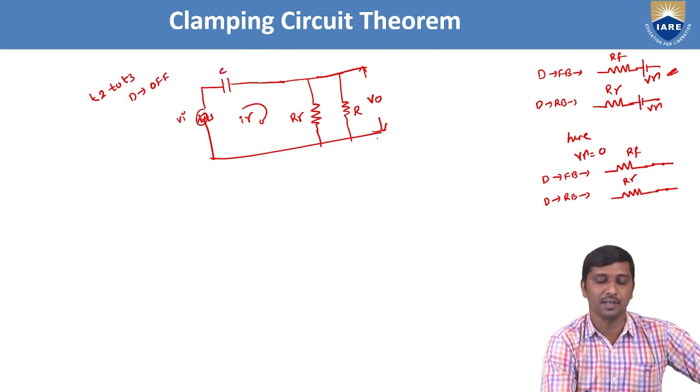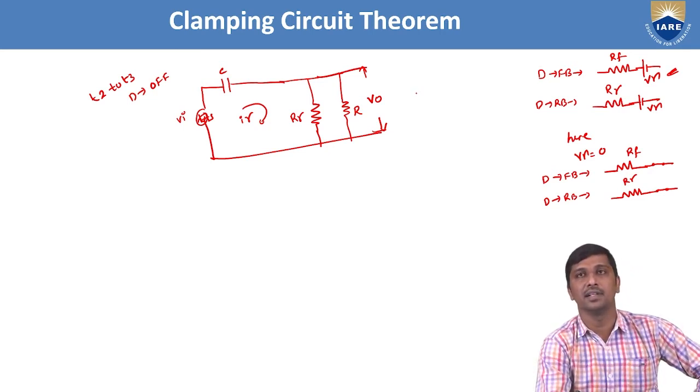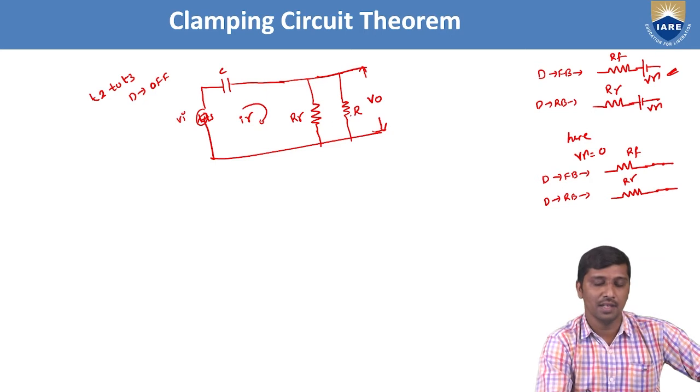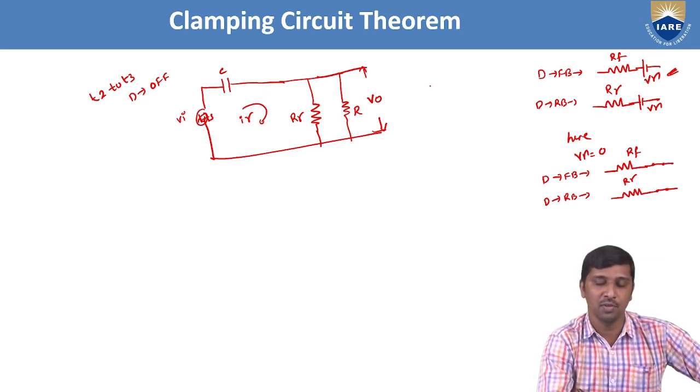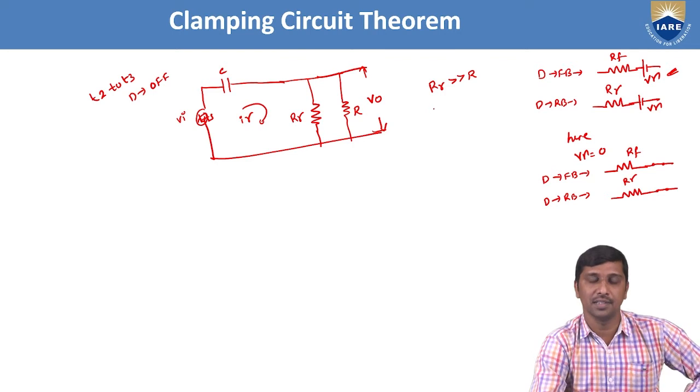So this is the capacitor, and here RR is the reverse diode resistance, and R is the user resistance. We know that the reverse resistance is always very high, which means RR is much greater than R. Let us consider that the diode reverse resistance is much greater than R.